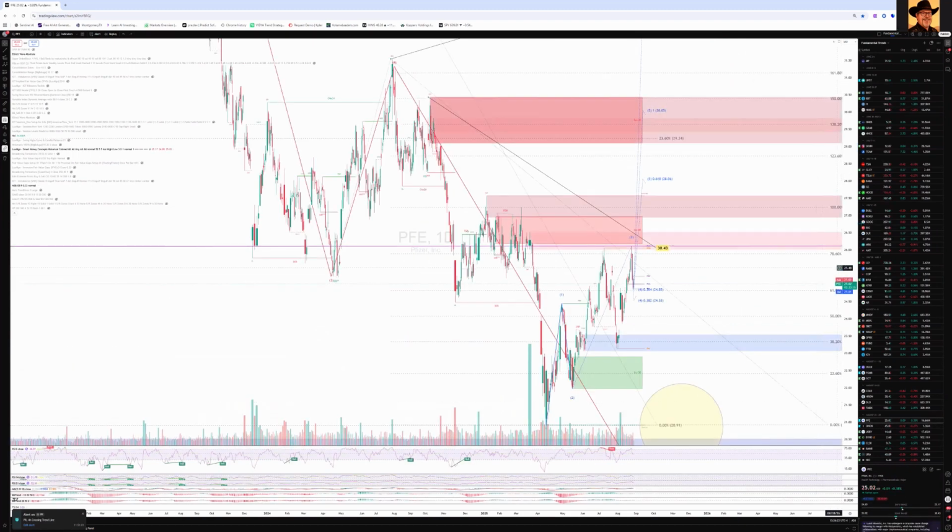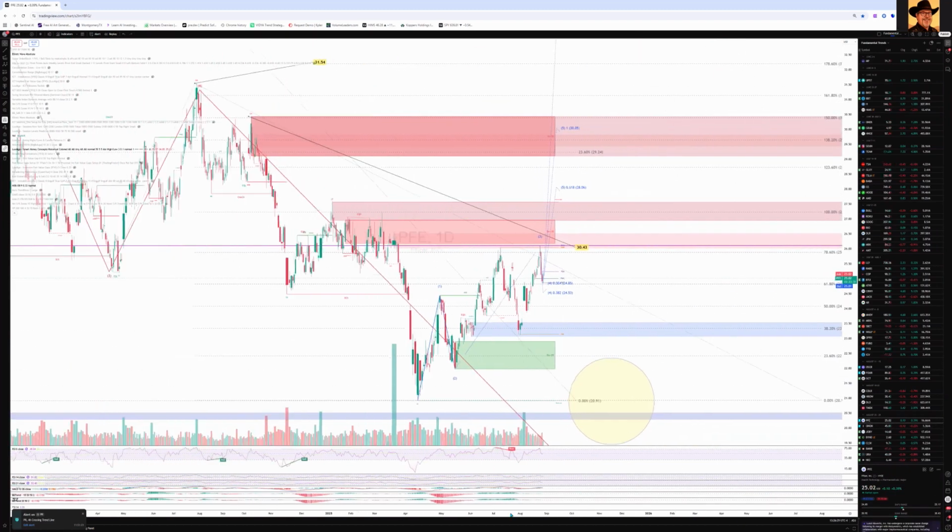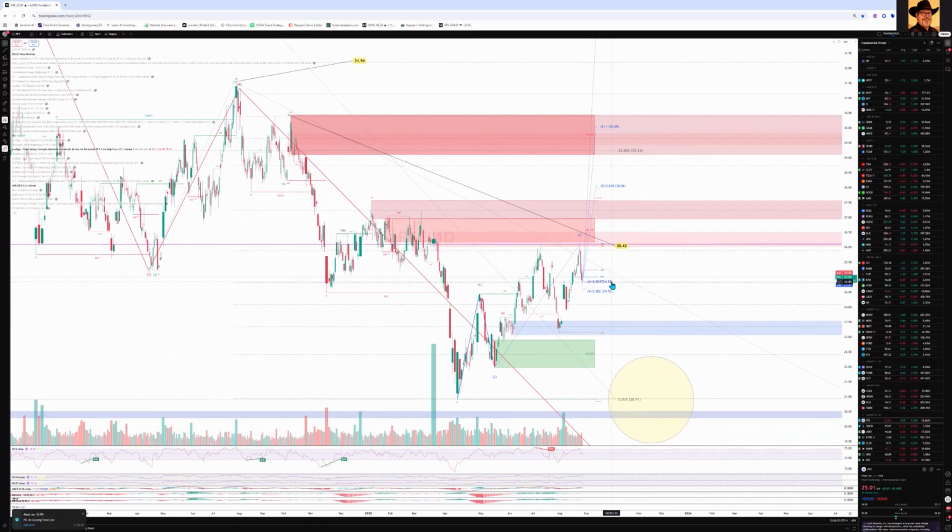All right, PFE. I want something back on this one as well. Right now we're in the zone. We have one more fib level down to 24.53. So really a potential scale now.